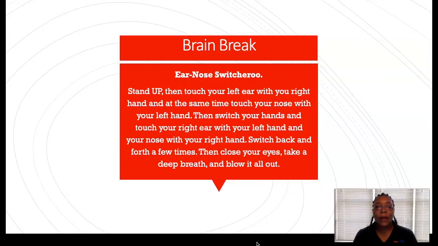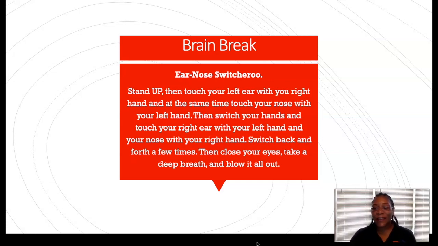So let's take a quick brain break. I want you to touch your left ear with your right hand, and at the same time, touch your nose with your left hand. You want to try to do this. We're going to do it like 4 times. So let's switch. 1, at the same time, 2, and 3, and 4. I can't find my nose. I found everything else. Can't find my nose. Then just close your eyes and take in a breath. Deep breath in, deep breath out. Deep breath in, deep breath out. Shake it out. Great job.